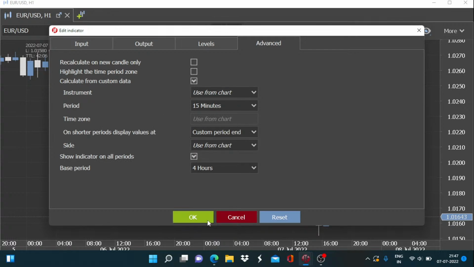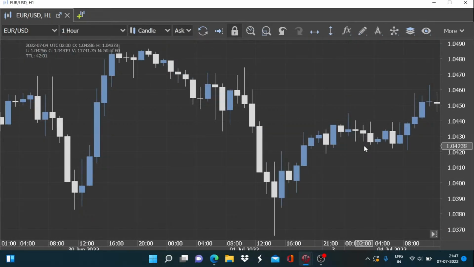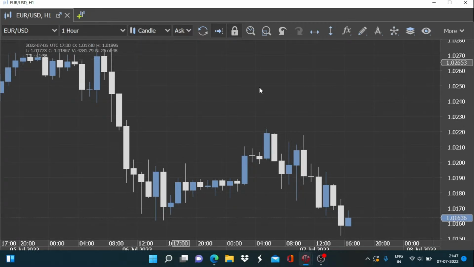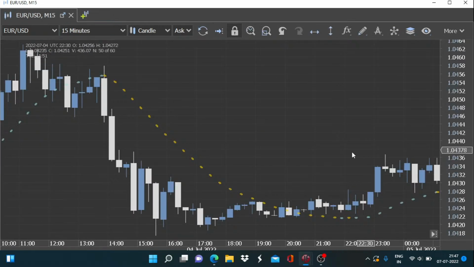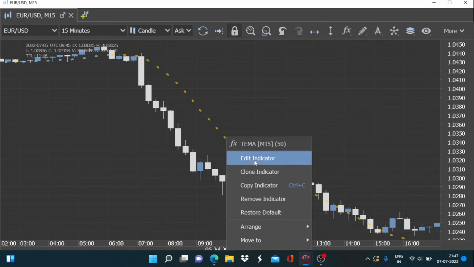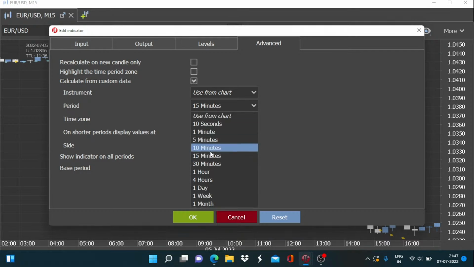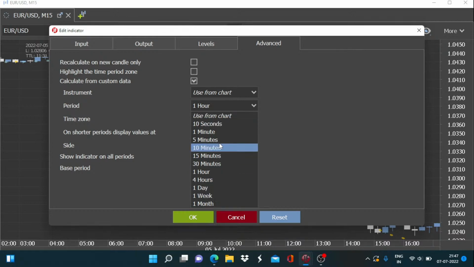Now that I have opted for the calculation to be done on the 15-minute, let me check where the Euro USD's 15-minute TMA has gone. Okay, the 15-minute TMA is here, and it is not showing on the hourly candle period. I think that is because, all right, so we have to go with all these options.